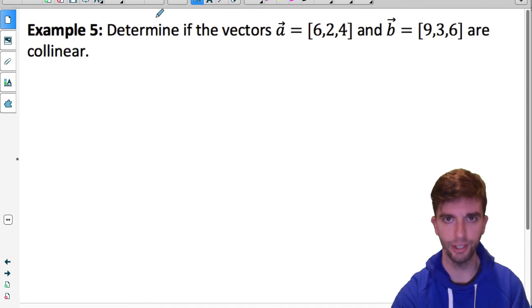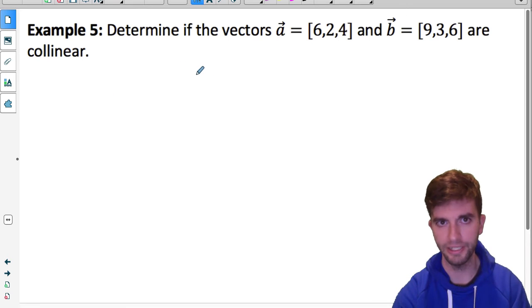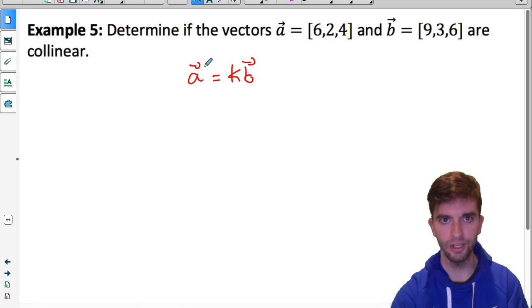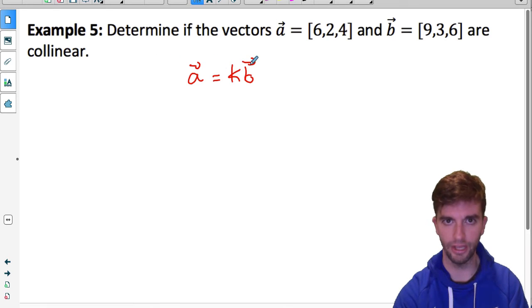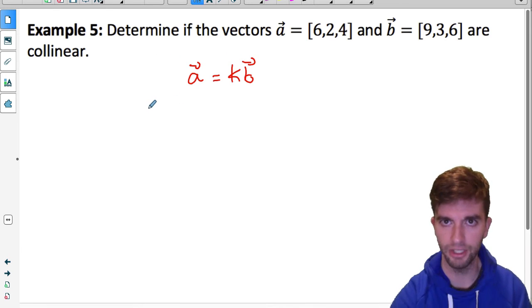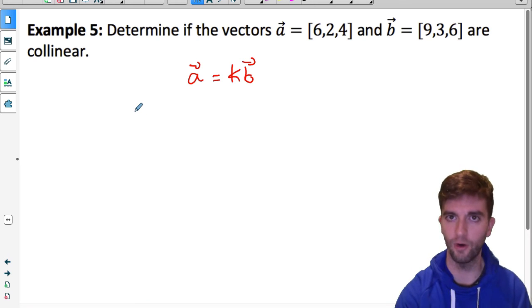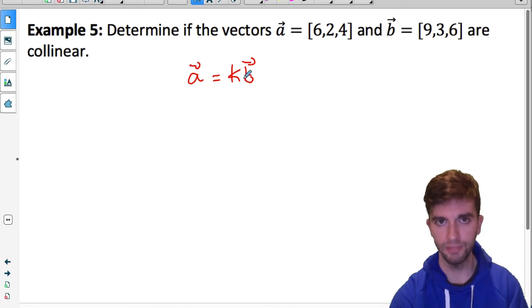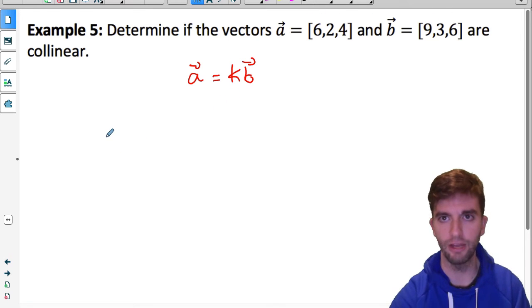Example 5 says determine if the vectors a and b are collinear. They're collinear if and only if they are scalar multiples of each other. So they would only be collinear if vector a equals a scalar multiple of vector b. That's the only way they can be collinear. And remember, collinear means they fall on the exact same line. So let me check. Are the x components, the y components, and the z components all the same scalar multiples of each other?